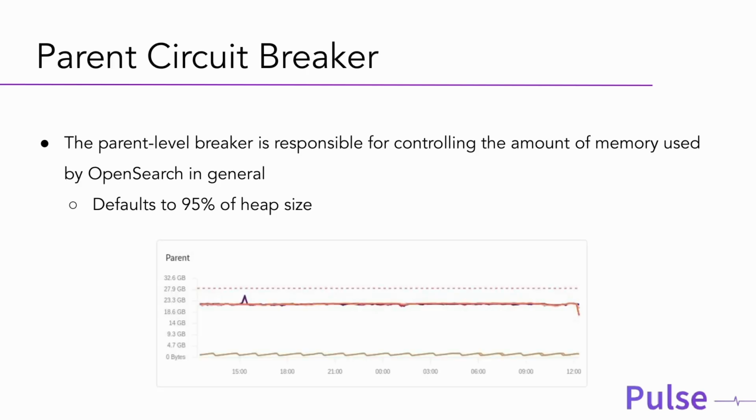So we monitor the parent. There's a couple of circuit breakers to monitor, but this is how the parent one looks like. And this is how heap space usage looks like. You see a spike, and then you see a trip, and then requests start being rejected, and Pulse will alert you on that. It will trigger an alert when those things happen, and we'll need to monitor that closely.